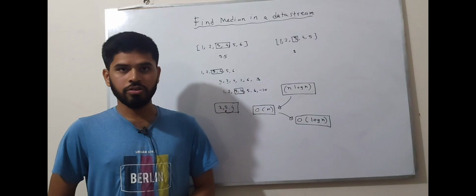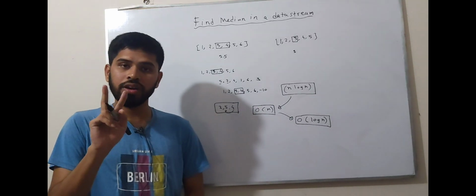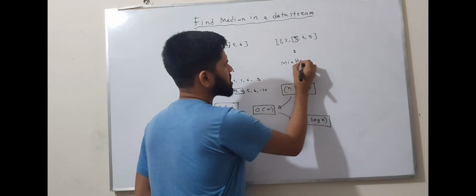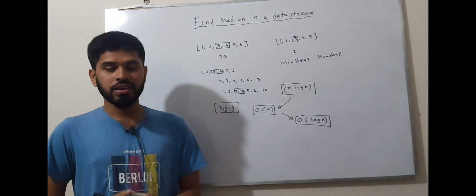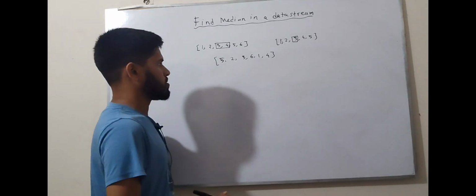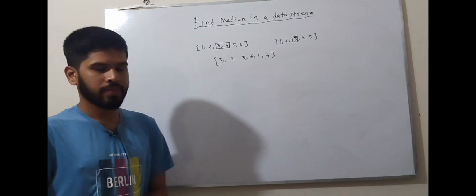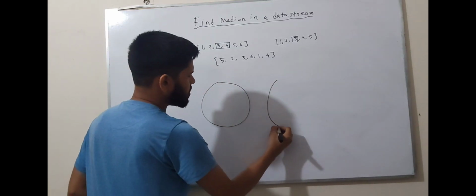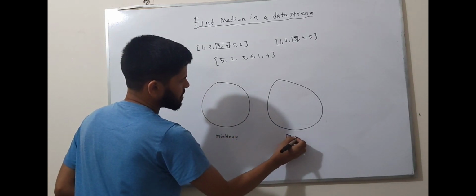In order to solve this problem in logarithmic time complexity, we are going to use heap data structure. We're going to use two heap data structures, min heap and max heap. Now let's see how to solve this problem using heaps efficiently. Let's assume we have this flow of integers. Our job is to find the median from this stream in logarithmic time complexity. Let's create here two data structures, min heap and max heap. This is our min heap and this is our max heap.